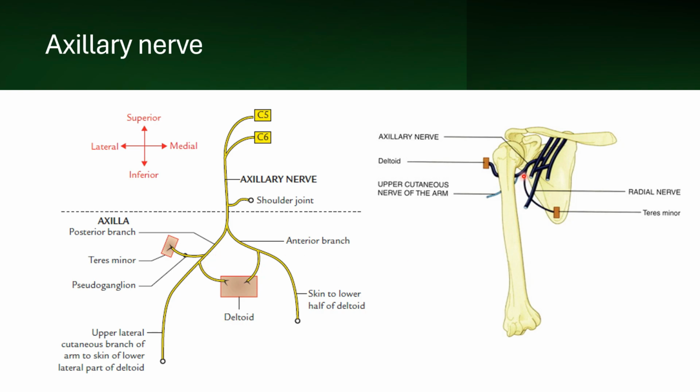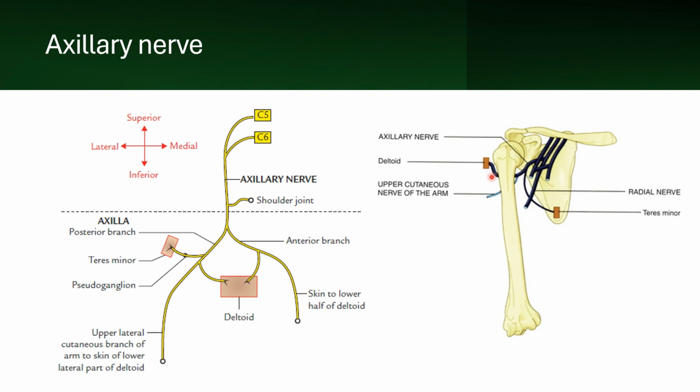Coming to the course, so after being given by the posterior cord of the brachial plexus, it passes backwards on the subscapularis, passes through the quadrangular space, and where it lies intimately to the surgical neck of the humerus here. Okay, and then it runs laterally and divides into its terminal branches, that is anterior and posterior branches, deep to the deltoid.